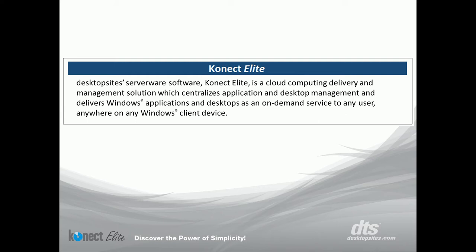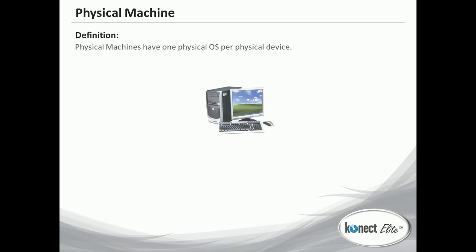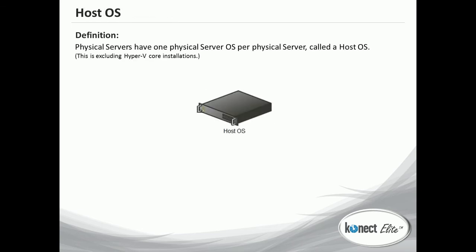Before we discuss any more, let's first make sure we're all on the same page of what virtualization even is. Now, we all know what physical means. Physical means tangible. You can touch it, you can unplug it, you can throw it across the room, which admittedly we sometimes want to do. Physical machines have one physical operating system per physical device. Physical servers have one server operating system for each physical server, called a host operating system, or host OS.